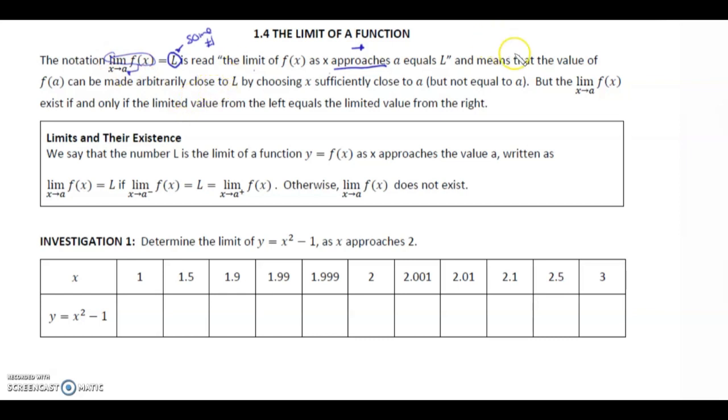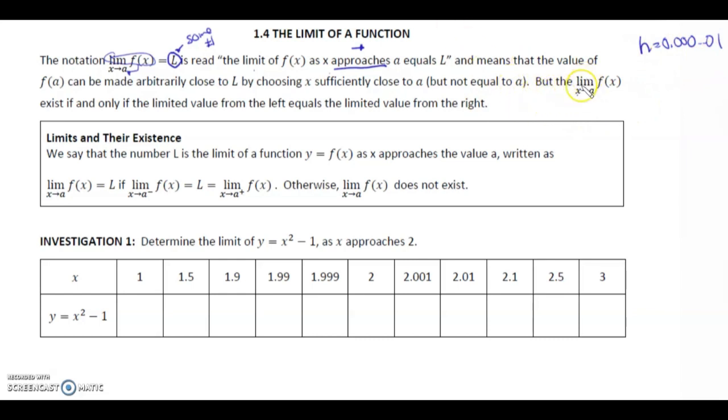What this means is that the value of f at x can be made arbitrarily close to L by choosing x sufficiently close to a, but not actually equal to a. We've seen this in 1.2 and 1.3, where the number gets closer and closer. We were denoting it by h, so the difference in the h value is infinitely close, but doesn't touch and doesn't equal.